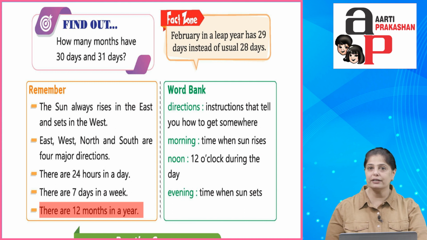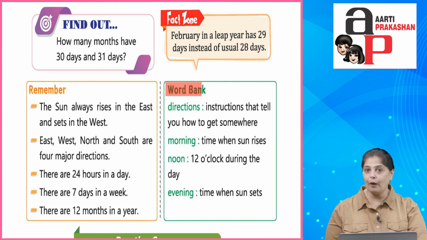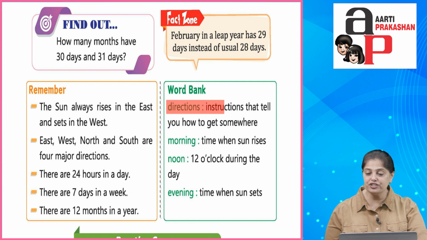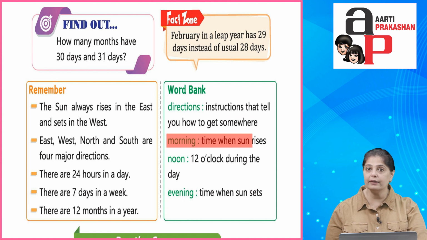Now let's look at the new words from the word bank. Directions: they are the instructions that tell you how to get somewhere. Morning is the time when the sun rises. Noon means 12 o'clock during the day. Evening is the time when the sun sets.